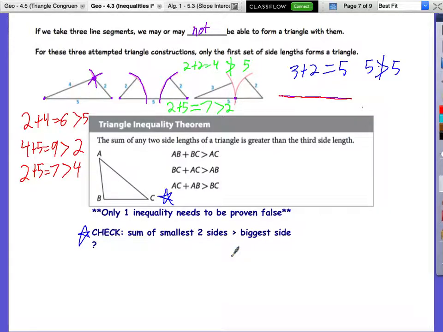So like I was saying, mathematicians long ago figured out that we need all three of these to be true for it to form a triangle, but we only actually need to check one. The only one we really need to check is if we take the two small sides and compare it to the biggest side. If the two small sides are greater than the bigger side, it's a triangle. If it doesn't pass, it can't form a triangle. That's the one we really need to check, which is why this is important.